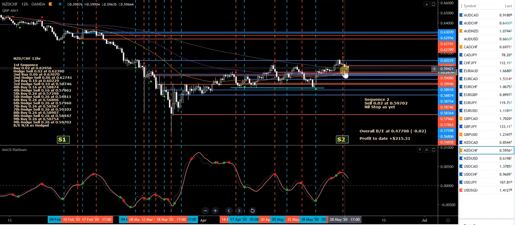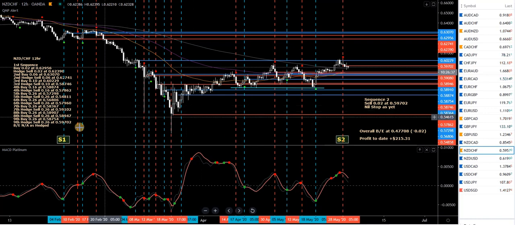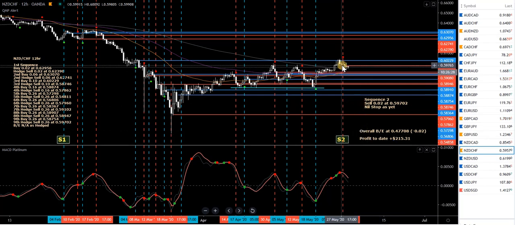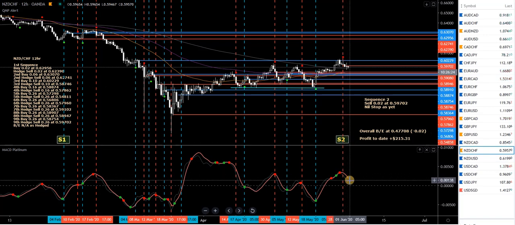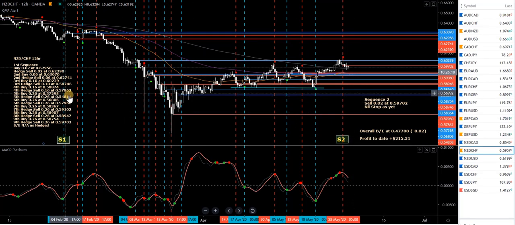So now we've just got this sequence one, which is like a dog's breakfast of a lot of trades. Can't seem to just get to the overall break even. At this stage now, I've got a sequence two sell trade on up here, so I'm sort of concentrating on that. MACD Platinum still above the zero level, so if that pushes down a little bit, hopefully we'll get some profit there. Then we'll worry about getting out of sequence one.